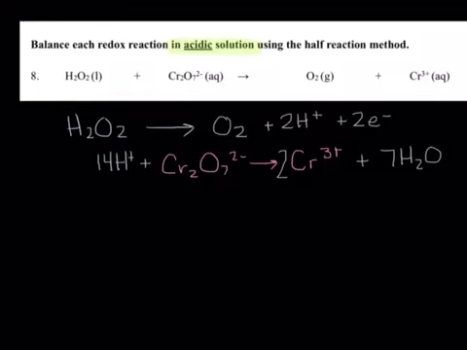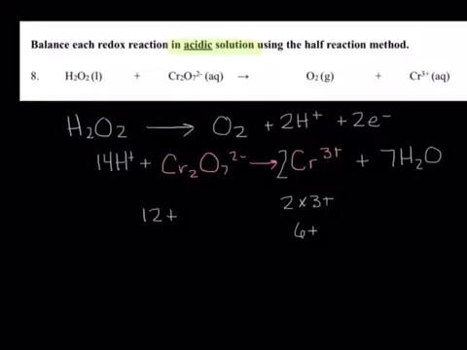On the reactant side, we have 14 positives and 2 negatives for an overall total of 12 positives. On our product side, we have 2 times 3 positives, so we have a total of 6 positives on the product side. So again, we had 12 positives on the reactant side and 6 positives on the product side. We need to get those to balance out. To get them to balance out, just like we did in the first one, we're going to need to add electrons to the side that's the most positive.